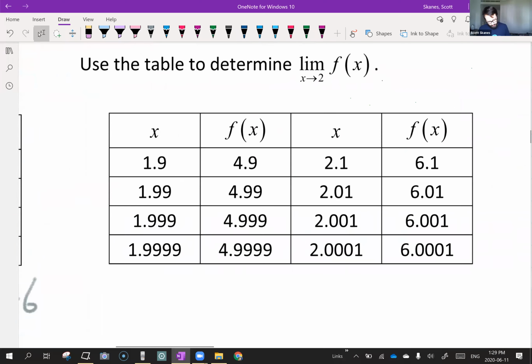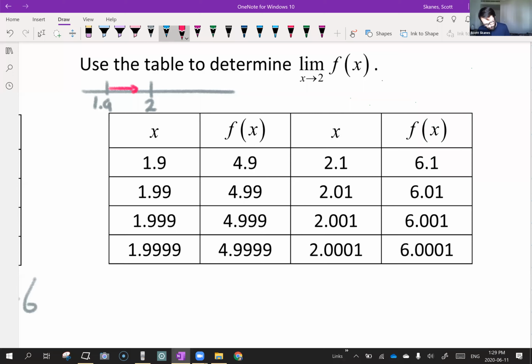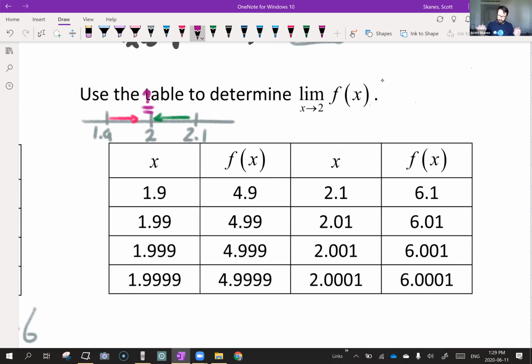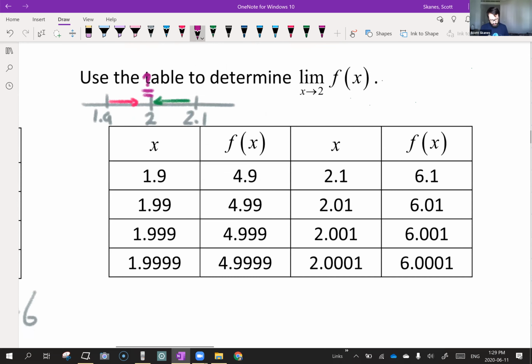It says, use the table to determine the limit as x approaches 2. So the definition of the limit, in order for it to exist, we need to check it from the left. We need to check it from the right. And they need to be equal. Are the limits equal? In this case, no, they're not. And it's very easy to tell because from the left side, it equals 5. From the right side, it equals 6.